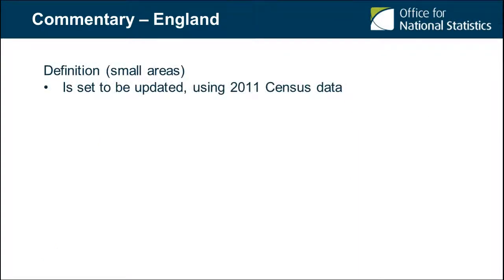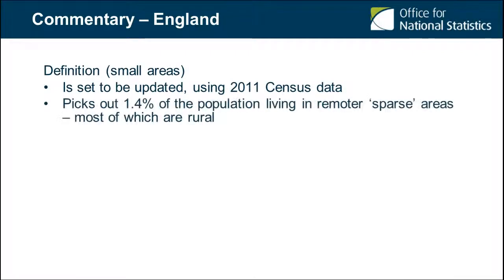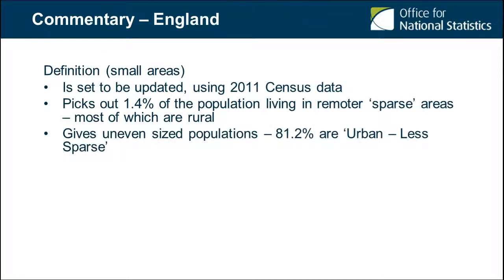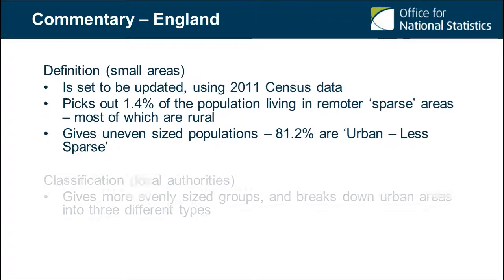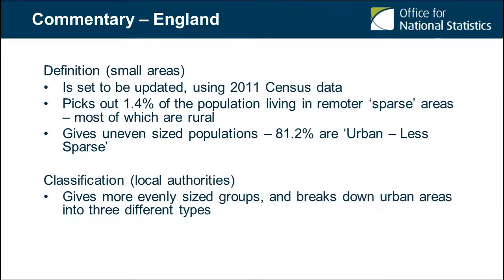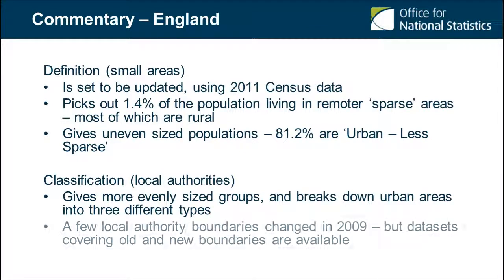There are several points worth noting about England's classifications. The urban-rural definition is set to be updated using 2011 census data. It picks out 1.4% of the population living in remoter, sparse areas, most of which are rural. It gives uneven-sized populations. 4/5 of people live in urban, less sparse areas. The local authority classification gives more evenly sized groups and breaks down urban areas into 3 different types. A few local authority boundaries changed in 2009. Datasets covering old and new boundaries are available. The older boundaries are used here as they give more detail.